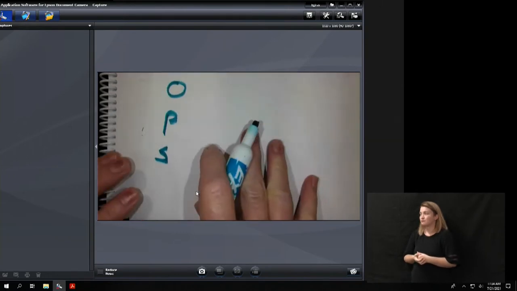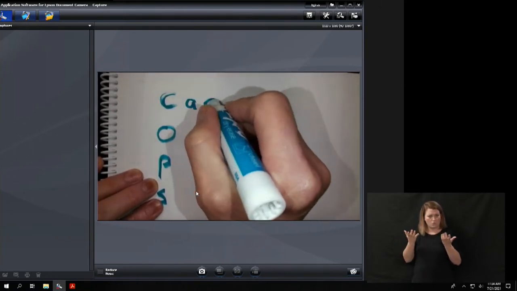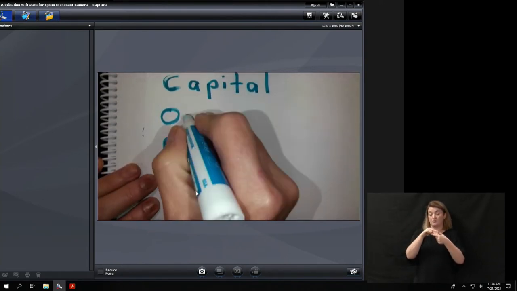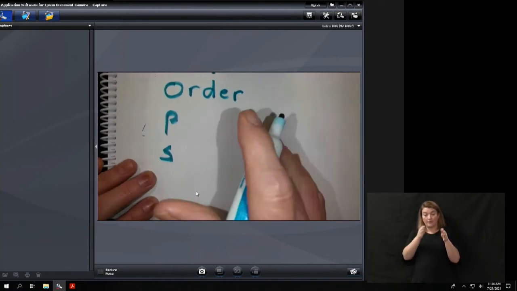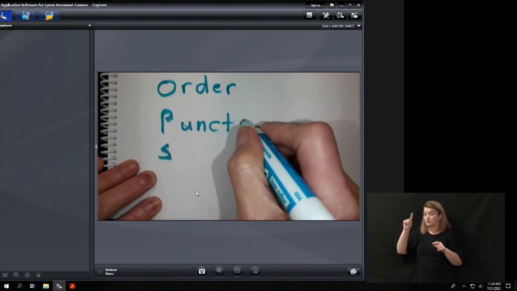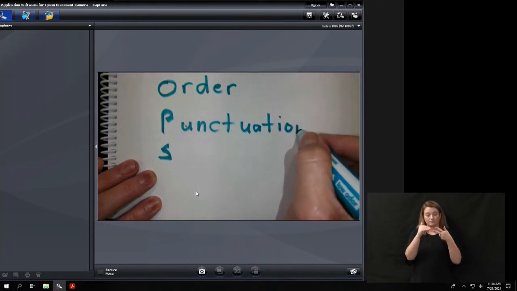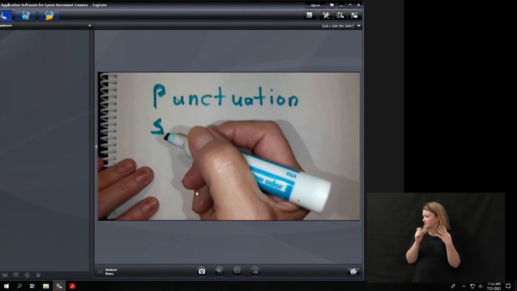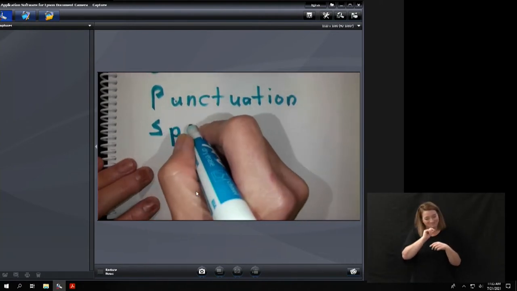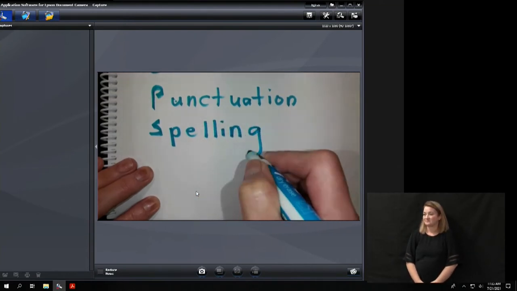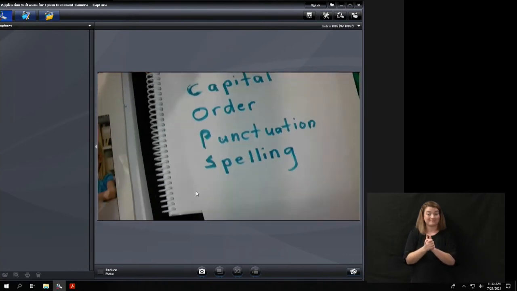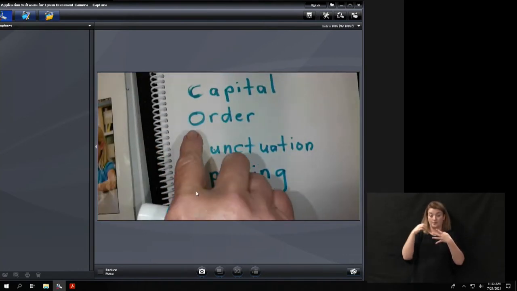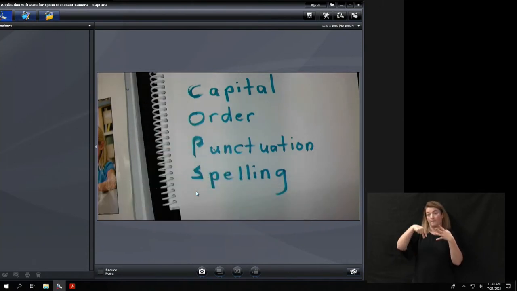Okay, so COPS is an acronym for, did I remember my capitals? Did I remember my capital letter? Is my word order correct? Did I put punctuation at the end? And what is my S for? Jamie, what's my S for? It flew out of my mind. Cops. Spelling. Okay. So that's what COPS stands for. Some people use CUPS. They put a U there instead of an O, and it's for understanding. Does the sentence make sense? It's just a mnemonic to help the students remember their editing steps.